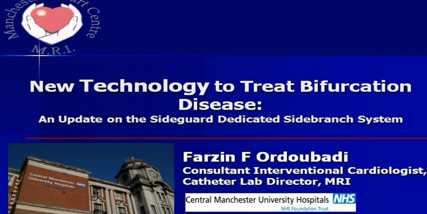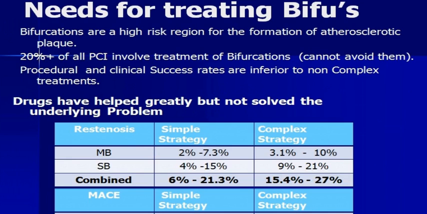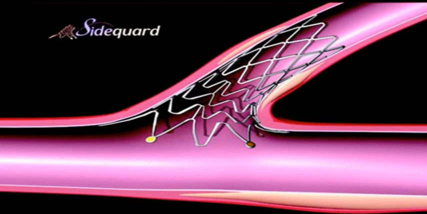I hope you had a good meeting today, and I hope that this was useful and educational. You saw from the first talk that the bifurcation treatment still remains problematic, and we still need to find a solution for doing a bifurcation procedure. And you've had an overview of the SideGuard capillary stent, which in my mind is one of the new technologies that comes closest to what we call an ideal technology for bifurcation therapy.